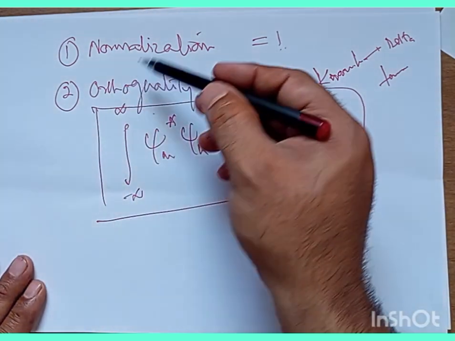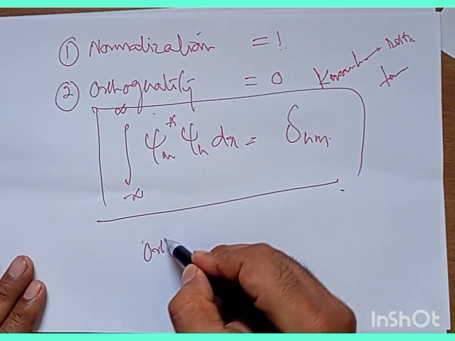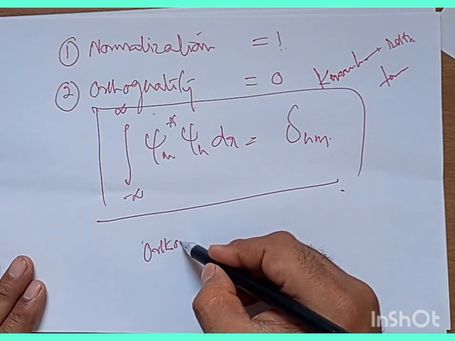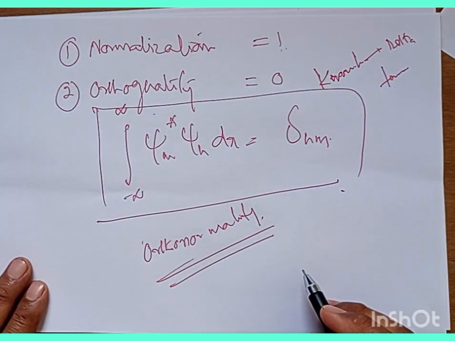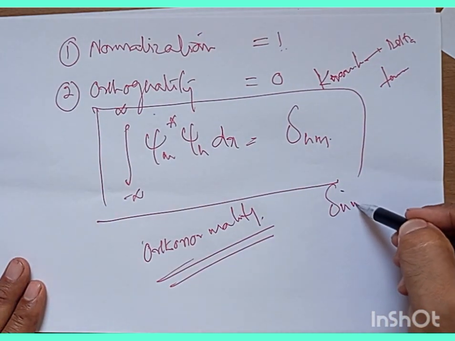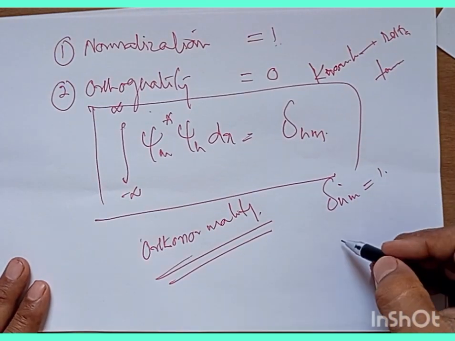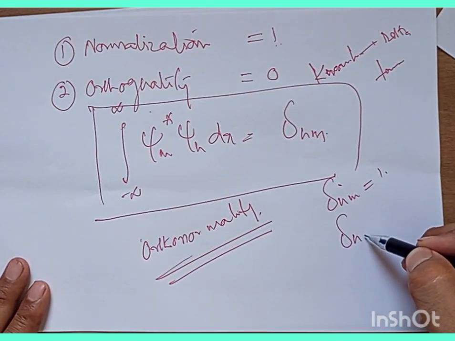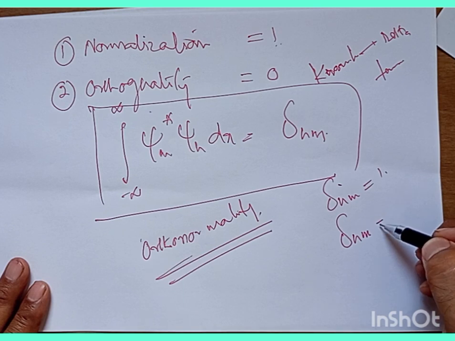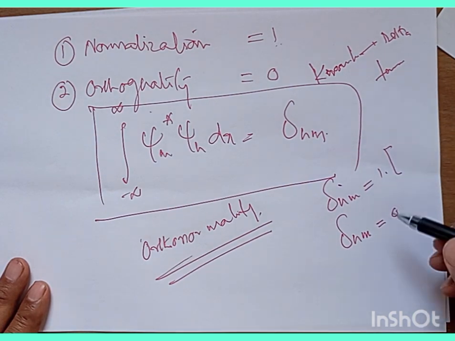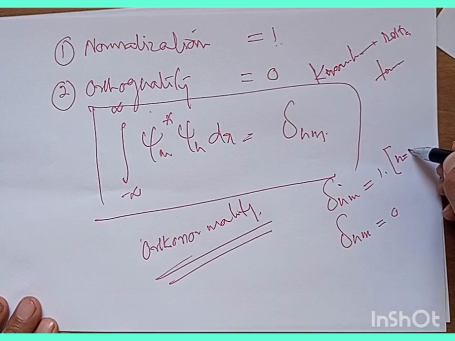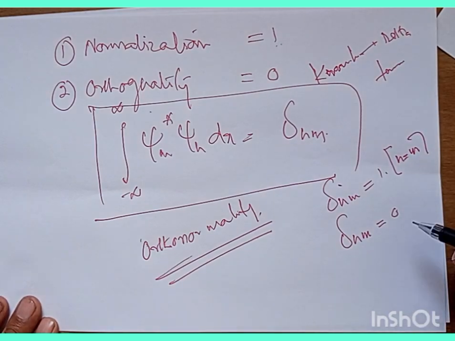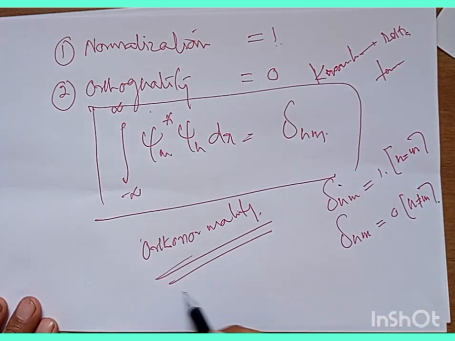So in combination, we call this process orthonormality. For normalization, this delta nm will give us 1, and for orthogonality, this delta nm will give us 0. So the condition for normalization is that you're talking about the same wave function in the same state, so here n is equal to m, and in case of orthogonality, n is not equal to m.